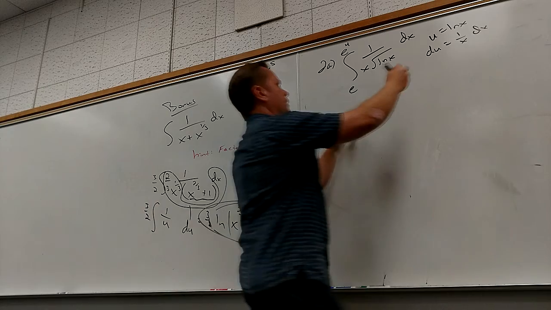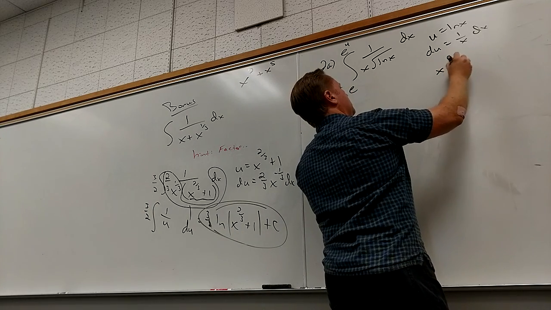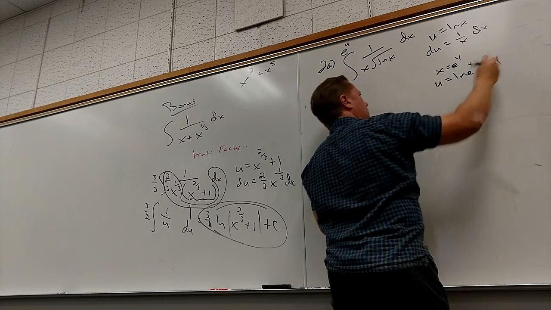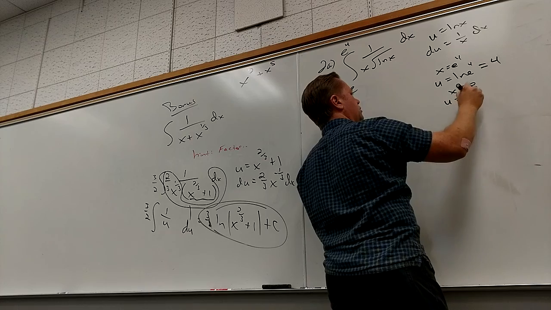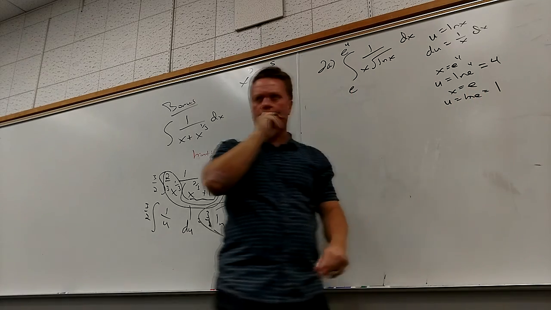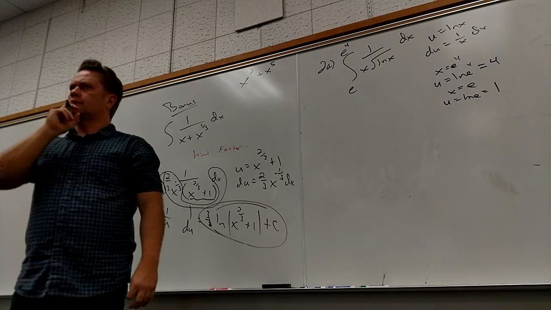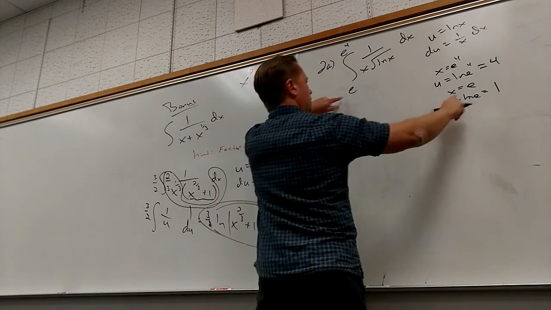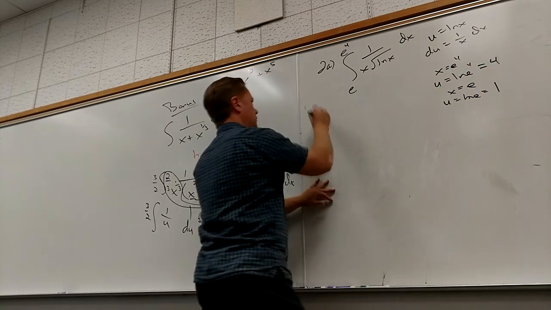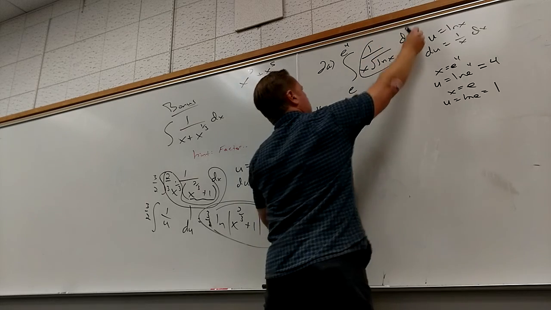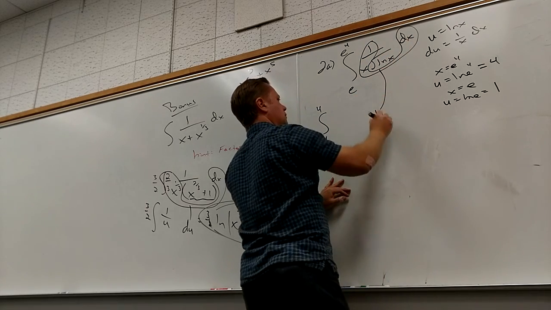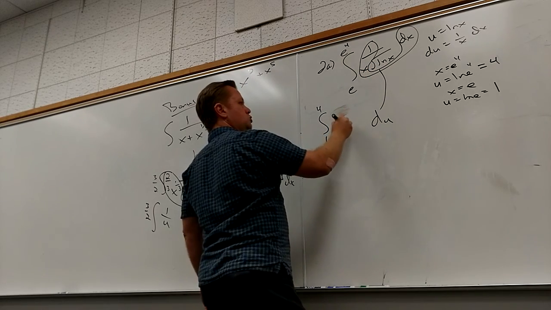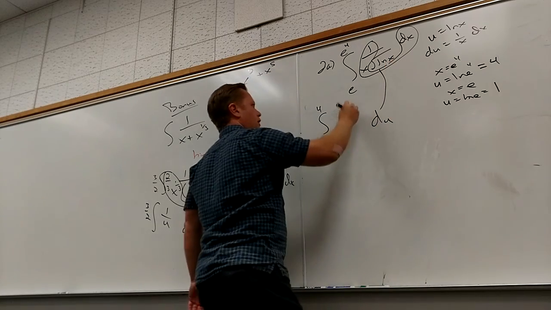Now, if you want to change the limits, if x is e to the fourth, u would be natural log of e to the fourth, which is 4. If x is e, u is natural log of e, which is 1. I like it. So what's this look like now? It's going to be integral from 1 to 4. 1 over x dx is du. And then I get 1 over the square root, so let's just write that as u to the negative 1/2.